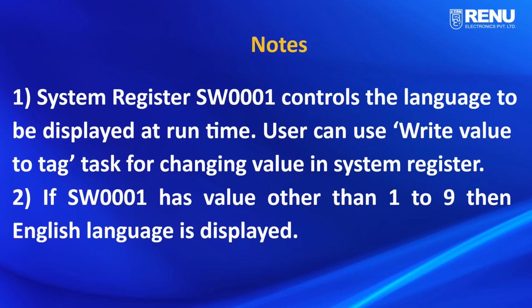Now we will look at some notes before configuration of multi-language support. 1. System register SW0001 controls the language to be displayed at runtime. The user can use the write value to tag task for changing the value in the system register. And 2. If SW0001 has a value other than 1 to 9, then the English language is displayed.